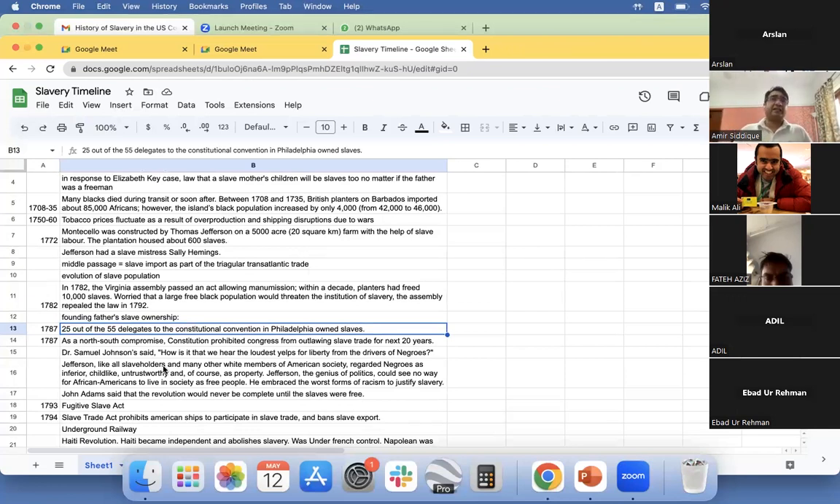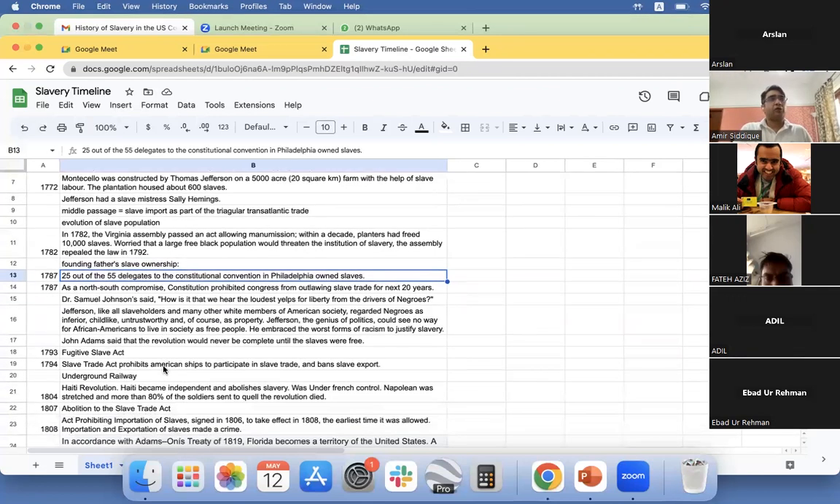But interestingly, the founding fathers were visionary enough or smart enough to not use the word slave in the Constitution. Nowhere in the Constitution has the word slave appeared. So just keep those things in mind.